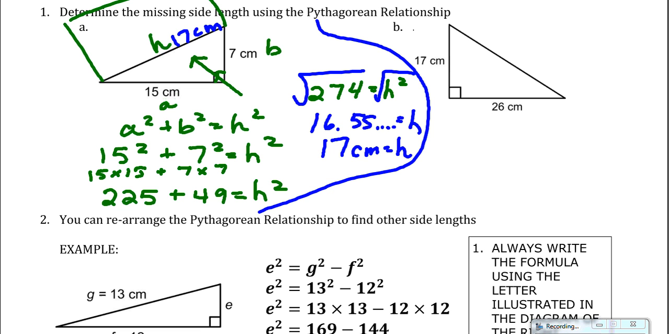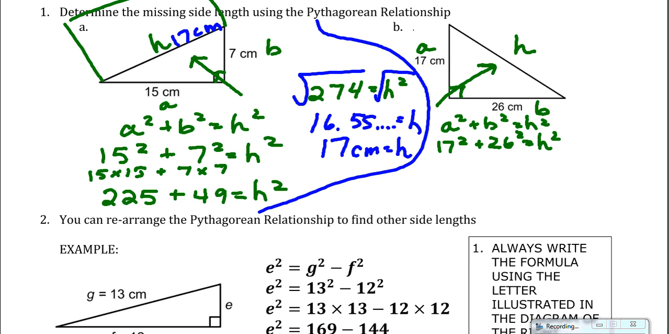So the first thing we do is we make sure it's a right triangle. Yeah, we've got a 90-degree angle. Second thing we do, shoot an arrow through the right angle to point to the hypotenuse, and then label the other sides A and B. Doesn't matter which one's which. So we write our formula, a squared plus b squared equals hypotenuse squared. 17 squared plus 26 squared equals hypotenuse squared. And again, I'm leaving the units out so we don't have a bunch of letters.